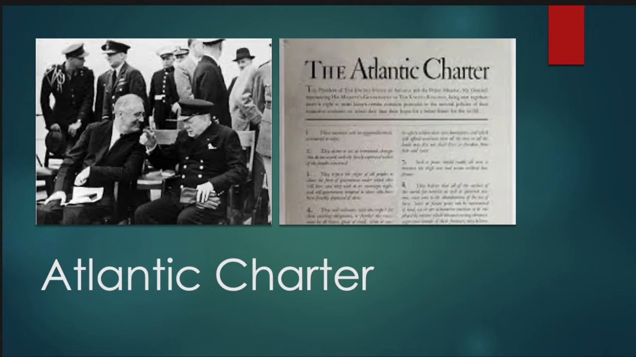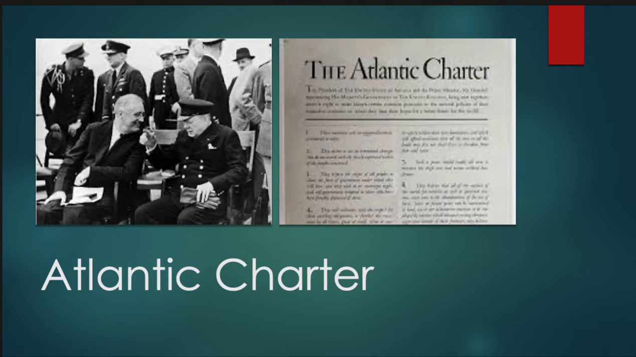But the goal, obviously, their main goal in the Atlantic Charter was to do what? Before they can do anything, they've got to do what? They've got to win the war. So that's goal number 1 of the Atlantic Charter, win the war. Another goal of the Atlantic Charter was to establish the United Nations. What's the United Nations? Or UN. What is that?